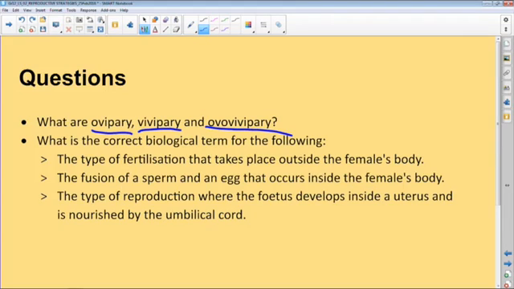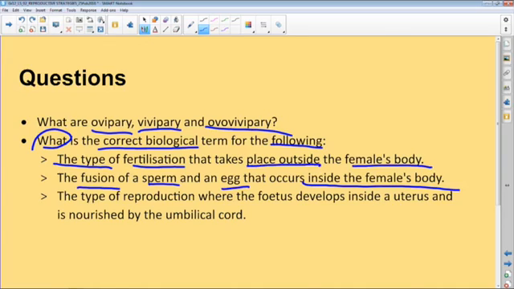Okay, next one, don't forget that. What is the correct biological term for the following? Okay, the type of fertilization that takes place outside the female's body. It's quite a cool one. The fusion of sperm and egg that occurs inside the female body. And then the type of reproduction where the fetus develops inside a uterus and is nourished by an umbilical cord. Right, I'm going to give you 3 minutes for that. Let's see how good you are. Ready? Go.